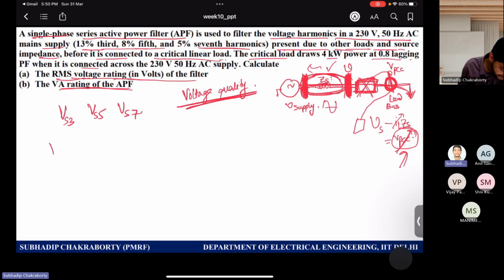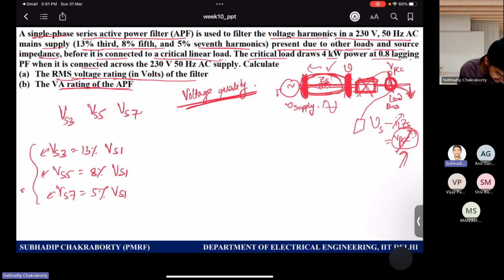And what are their contents? VS3 is 13% of the fundamental. What is the fundamental? VS1. VS5 is 8% of VS1, and VS7 is 5% of VS1, as given in the problem. So can you compute what it is coming? It is single phase, right? And all are RMS, so don't get confused. These are all RMS. This is also RMS, 230 volt. Supply is not distorted, so it is only the fundamental we are talking about.